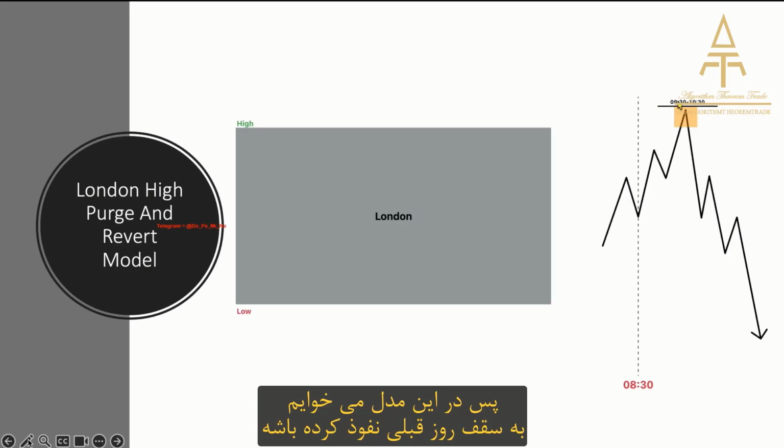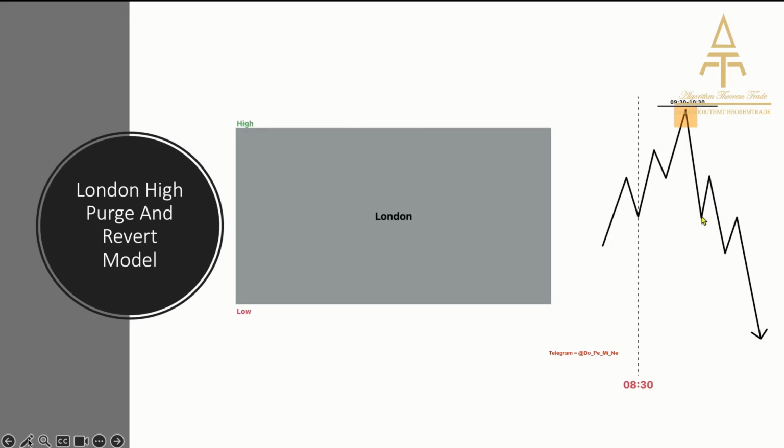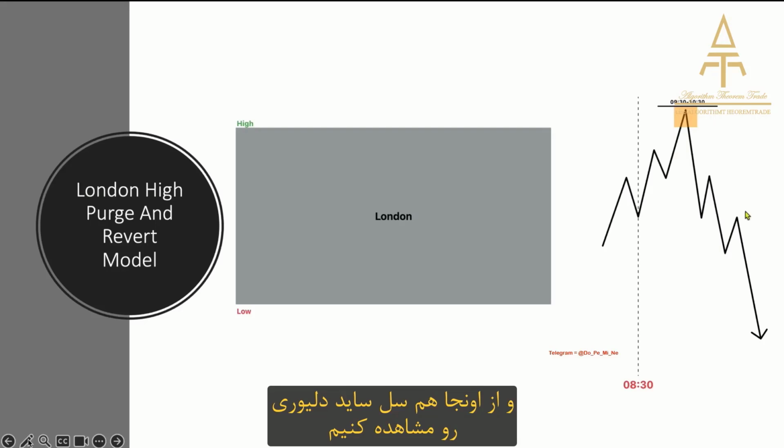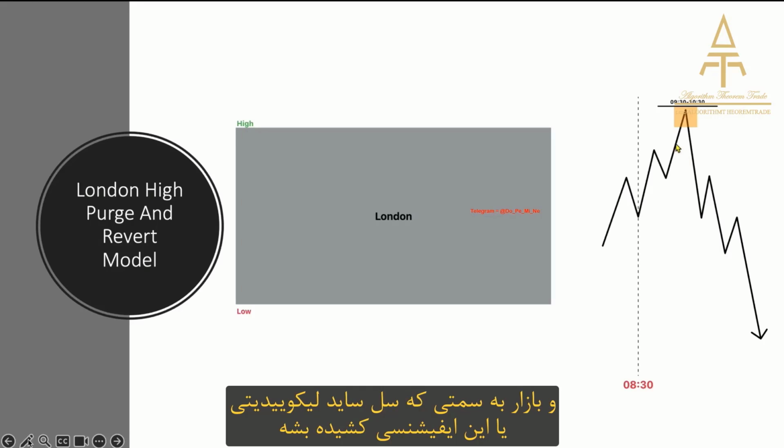So between this time window, you want to see the market trade above the previous day high, and we want to see a smart money reversal occur from there. We then want to see displacement to the downside, and from there on we want to see sell side delivery occur next. This model occurs when the higher time frame order flow is bearish and the market is drawn to a key sell side objective or old inefficiency.